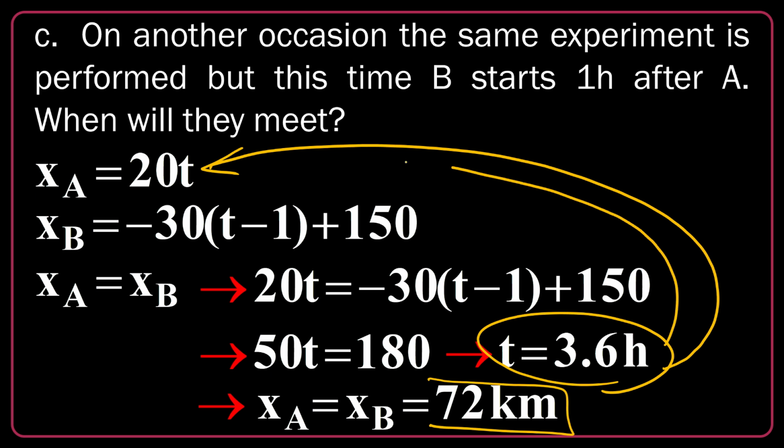And also, if you put the t here, as you automatically subtract the value, basically what you put here is the time of B. Because in the parentheses, you see it's t minus 1, so it's 2.6. So you will get the same value, 72 kilometers.